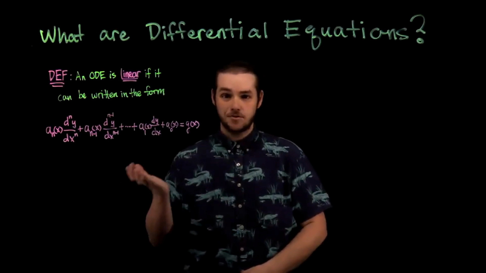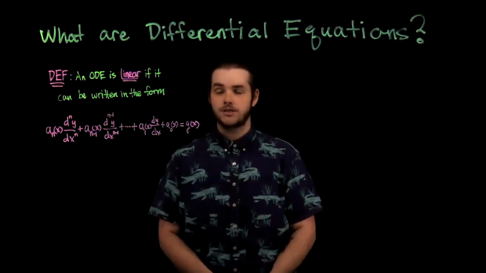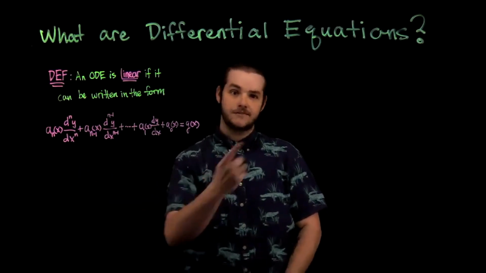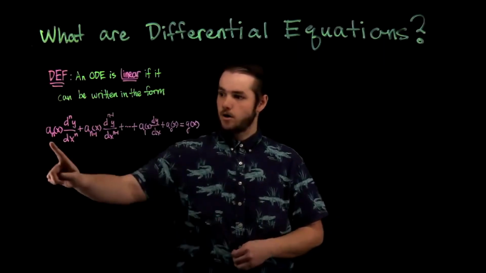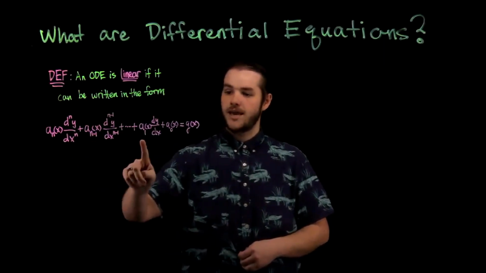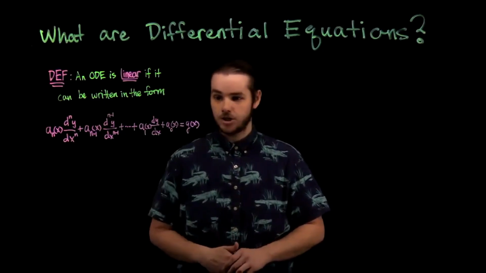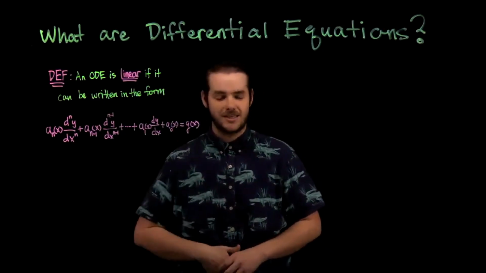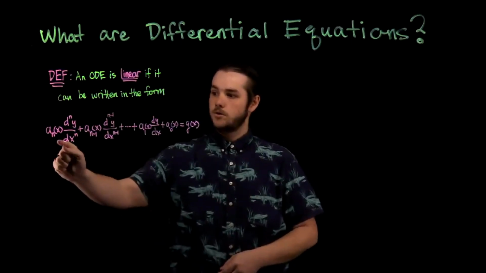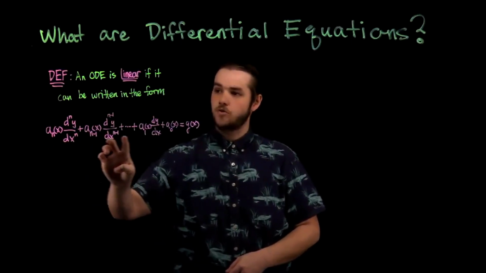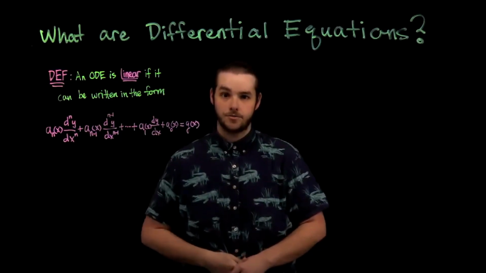This definition looks a little intimidating, but the idea is straightforward. We say that an ODE is linear if it has this form, but really the important pieces of this formula up here are the coefficient terms, the a_n's. Notice that I've written them all as a function of the independent variable only. So the coefficients of a linear equation do not include any other derivatives.